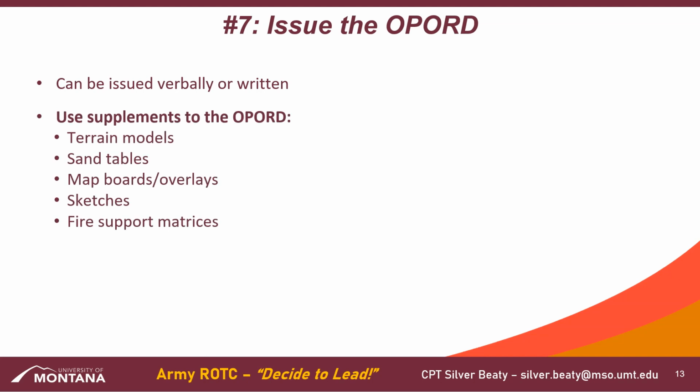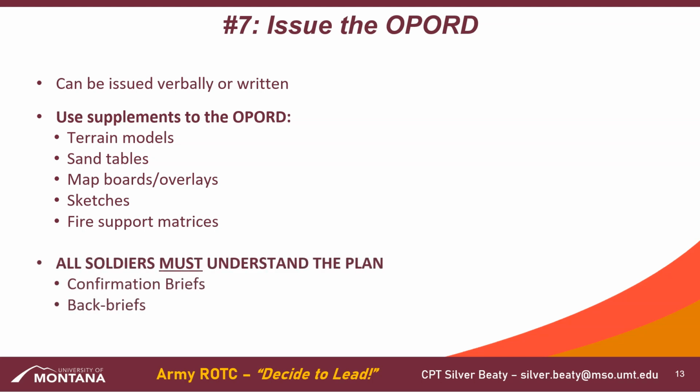And the reason this is important is because it allows, especially terrain models, sand tables, map boards, overlays, sketches, this gives all of your subordinates and people on the mission a way to visualize what's actually going to happen. So don't forget to use those supplements. Put your effort and time into terrain models, sand tables, etc., and then utilize them as you're going through specifically the execution paragraph. But again, that'll be saved for a later lesson.